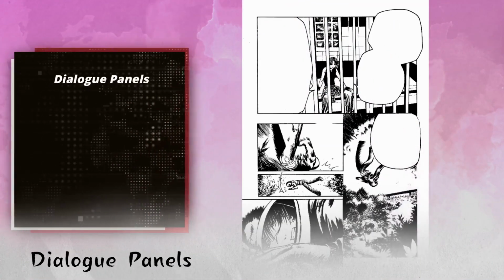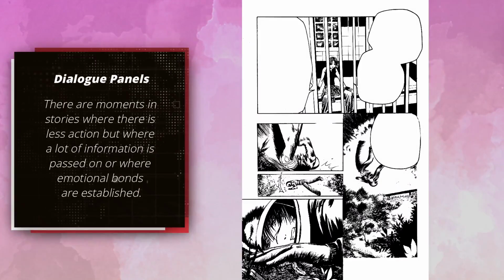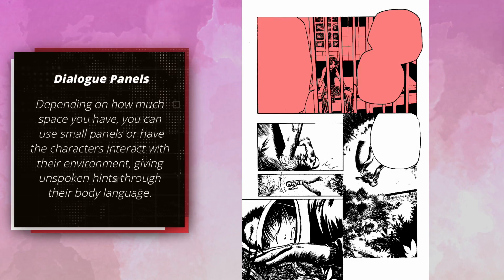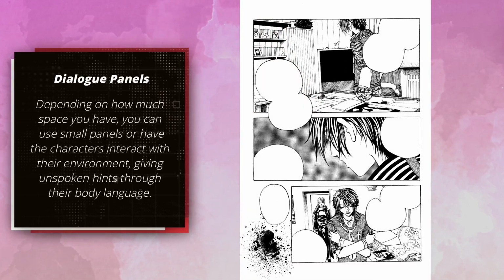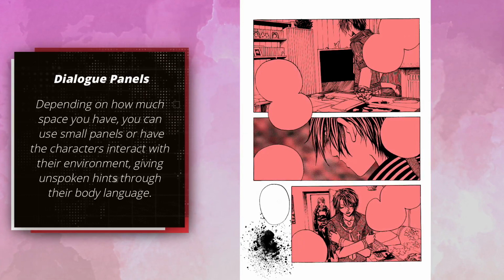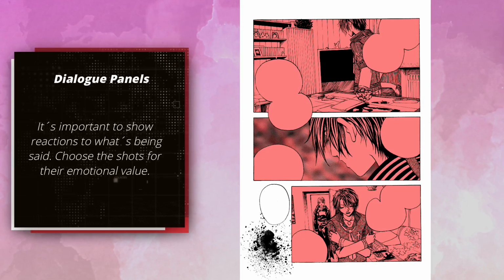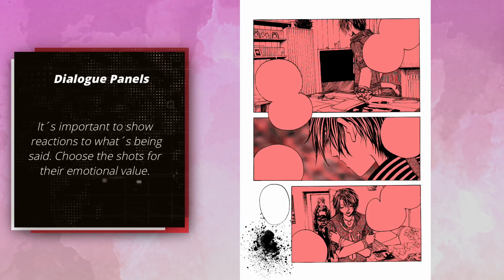Dialogue panels. They are moments in stories where there is less action but there's a lot of information that has to be passed on, or where emotional bonds are established. Depending on how much space you have, you can use small panels or have the characters interact with their environment, giving unspoken hints through their body language. It is important to show reactions to what is being said.